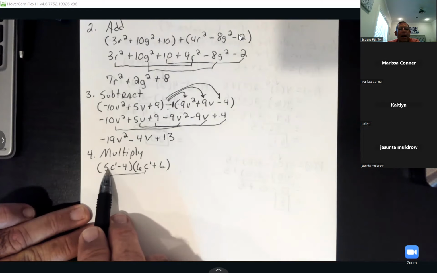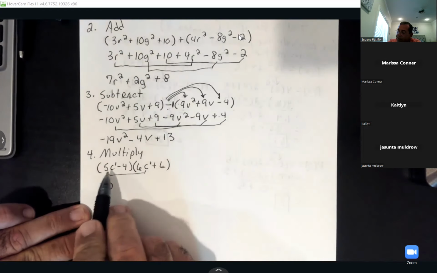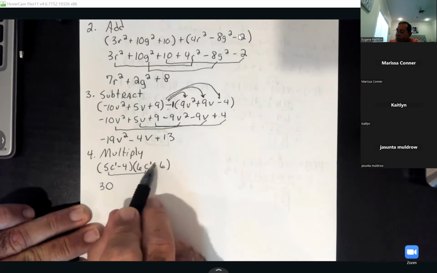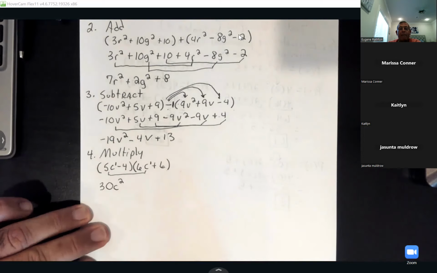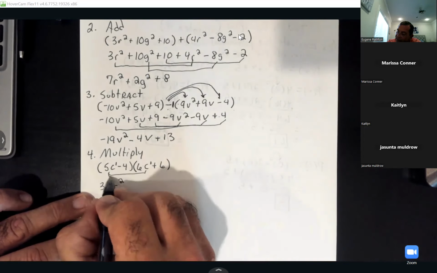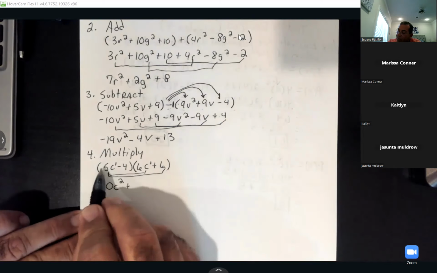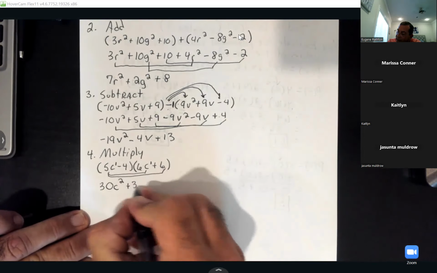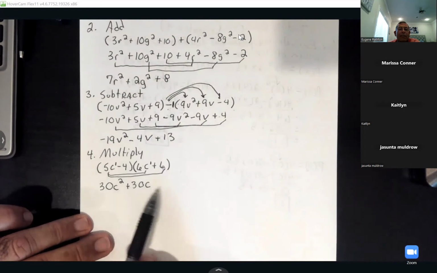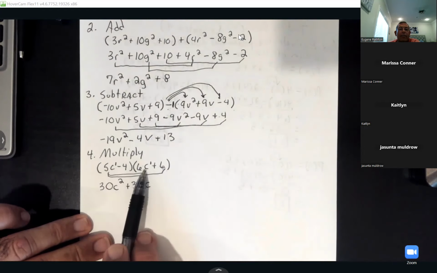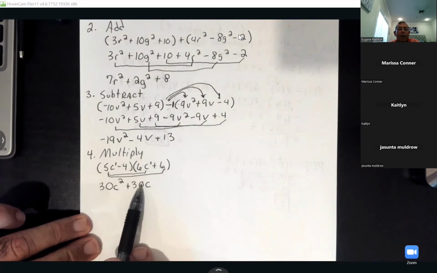So c to the first times c to the first. So here we go. 5 times 6 will give me 30. The c times c, you have 1 plus 1, so that'll give you a c squared. Then I take that 5c times that 6. So 5 times 6 gives me 30c. So you got to watch these signs as you're going. Positive times positive gives me positive.